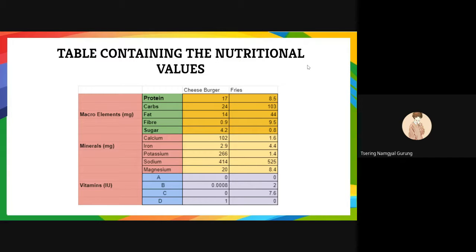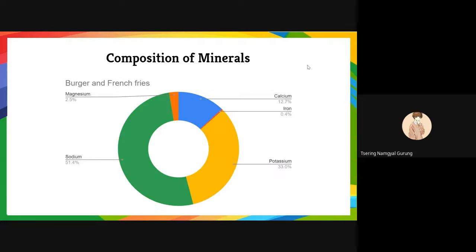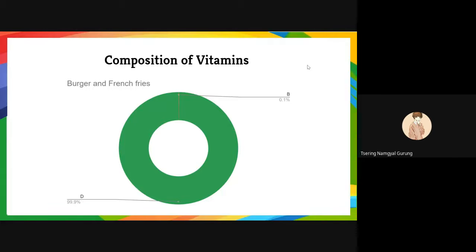These are all given below, and we have made it in a pie chart also so that it would be easier for the viewers to know how much minerals or nutrition it contains. So this is the composition of micro elements in the pie chart. Next one, please. So this one is the composition of minerals. Next one, please. So this one is the composition of vitamins.